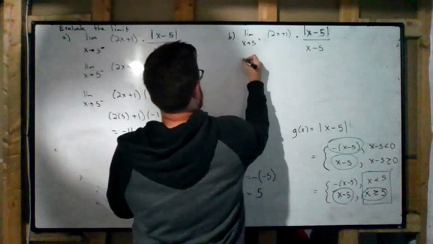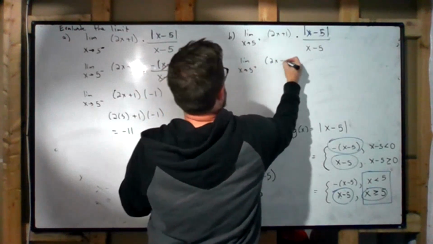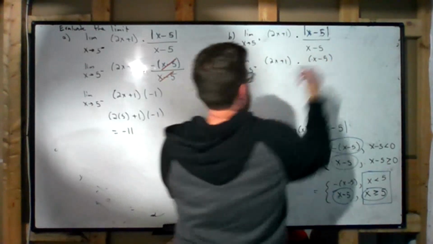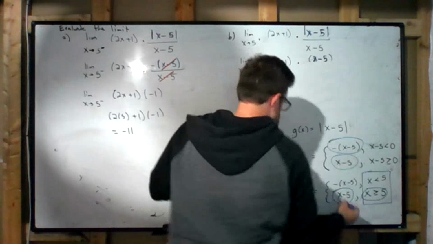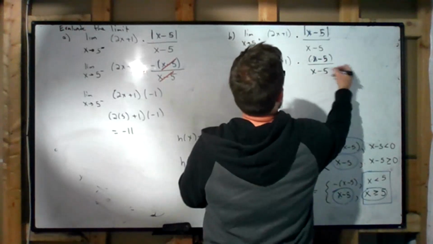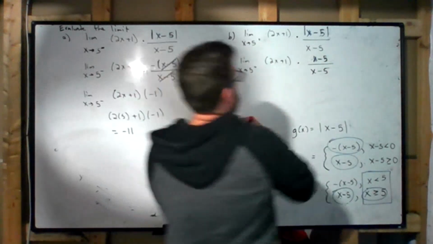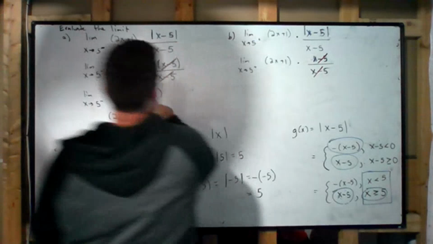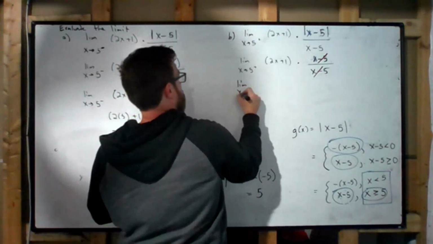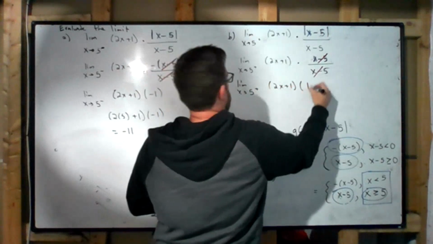So I can just rewrite this as the limit as x approaches 5 from the positive side of 2x plus 1 times, that just becomes x minus 5. I should probably just put that in blue. It becomes x minus 5, all over x minus 5. And again, they cancel. Except now instead of the negative one, they cancel the positive one. So this is the limit as x approaches 5 from the positive side of 2x plus 1 times just 1.